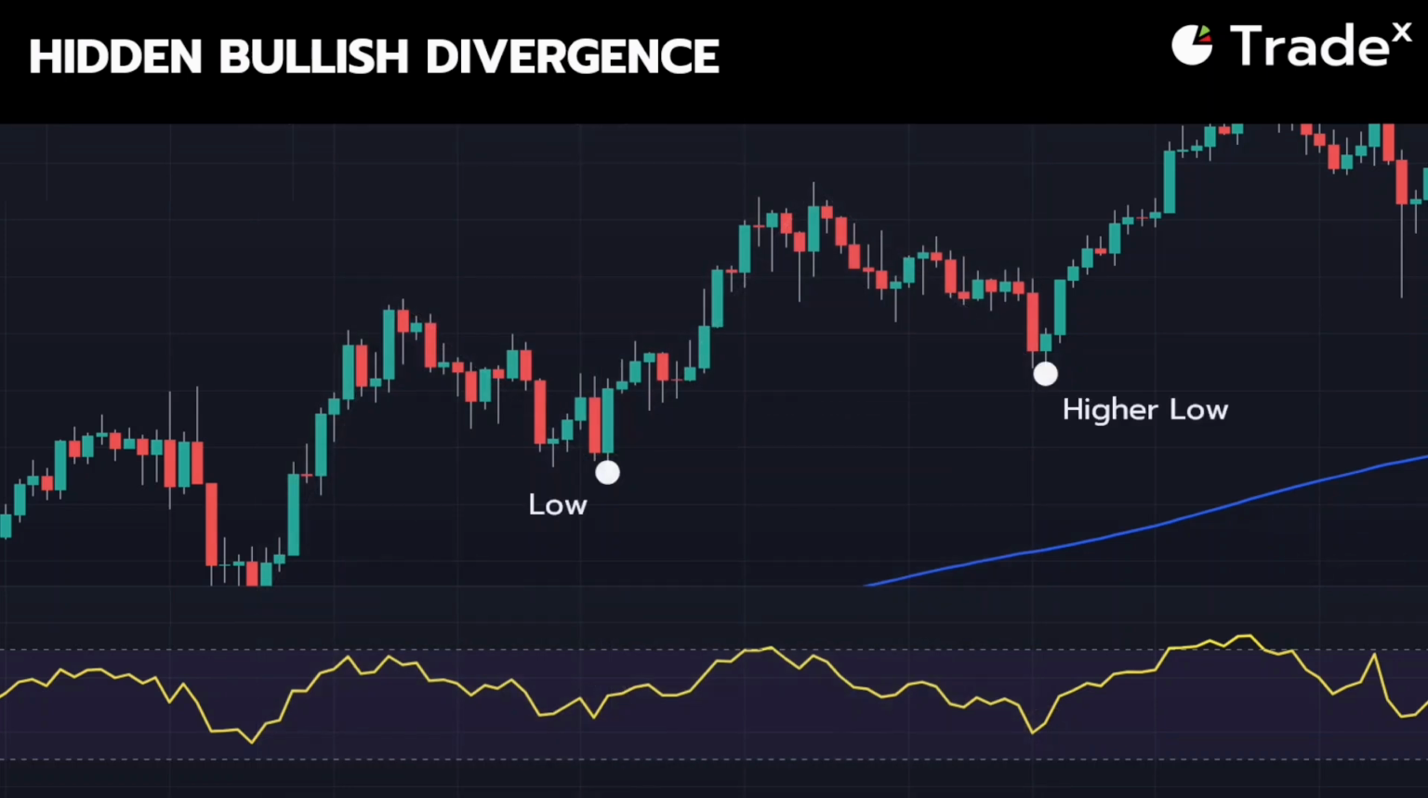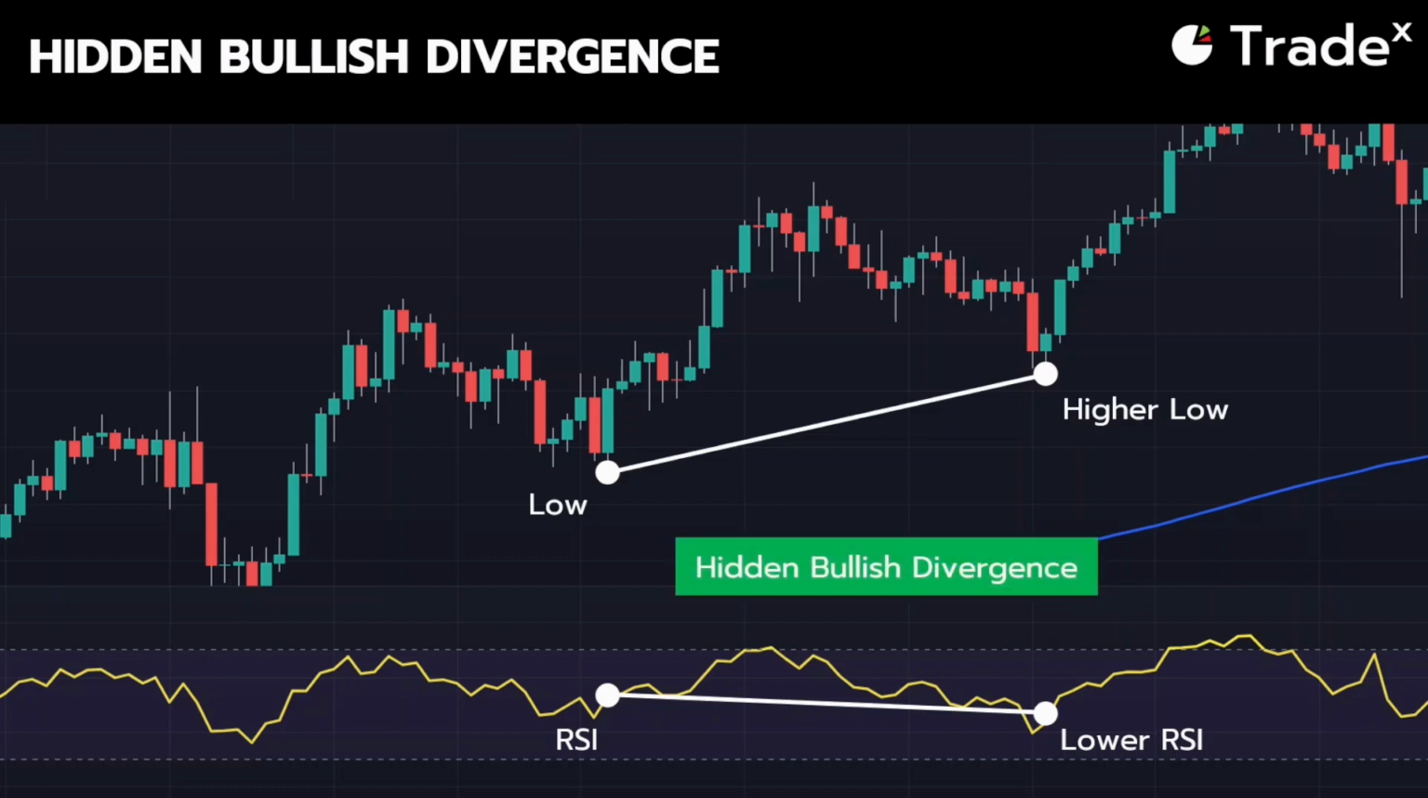The price is making a higher low, indicating that the upward trend is still intact. Instead, the RSI is making a lower low, showing weaker momentum. This meets the criteria for hidden bullish divergence, suggesting that the price may rise eventually.